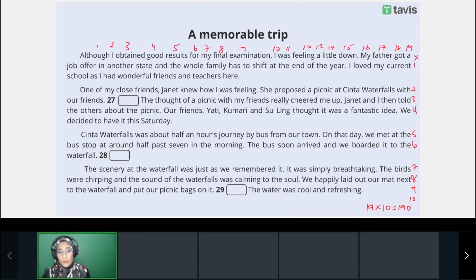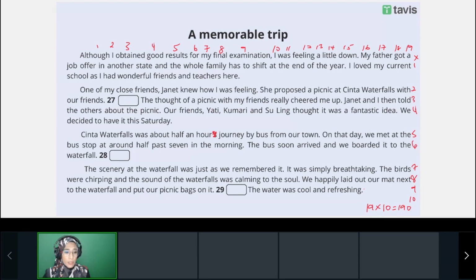Chinta Waterfalls was about a half an hour journey by bus from our town. On that day, we met at the bus stop at around 7:30 in the morning. The bus soon arrived and we boarded it to the waterfall.